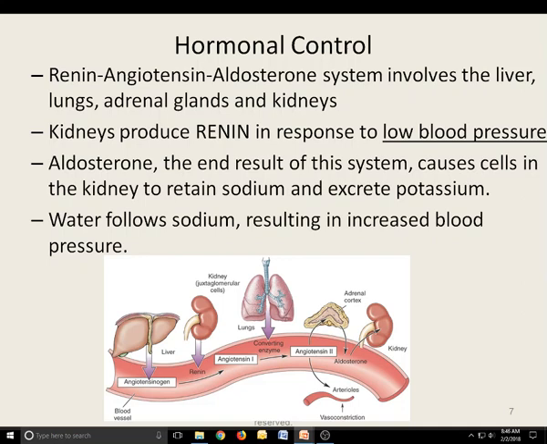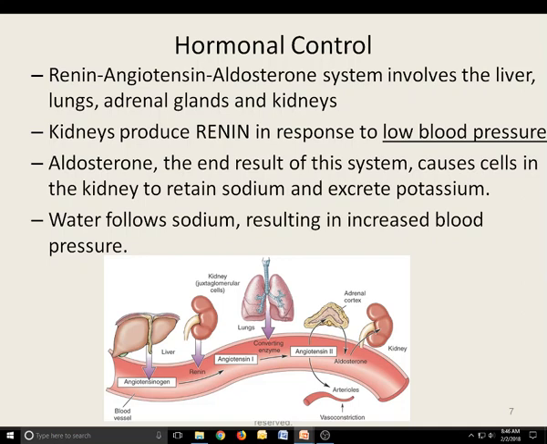Eventually, there's a bunch of stuff that happens in between. Eventually, the aldosterone is then released because of the renin. Ultimately, the aldosterone is released from the adrenal gland, and this causes the cells in the kidney to retain sodium and excrete potassium, to hang on to sodium. Water follows the sodium, resulting in an increased blood pressure. Notice that the other effect, if you look at the diagram, is vasoconstriction, which also increases blood pressure. So the end result is that blood pressure is increased.